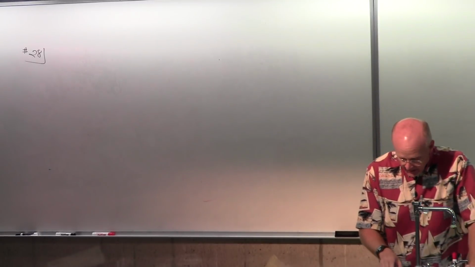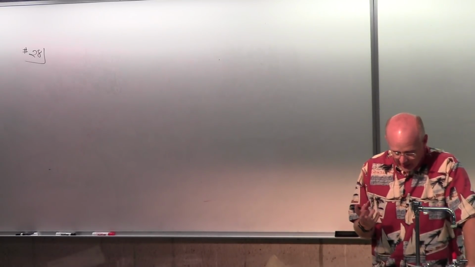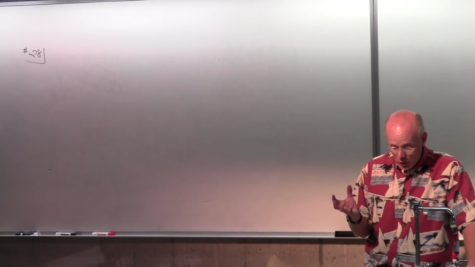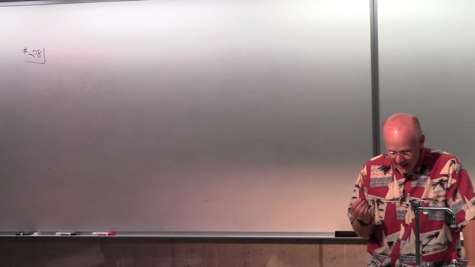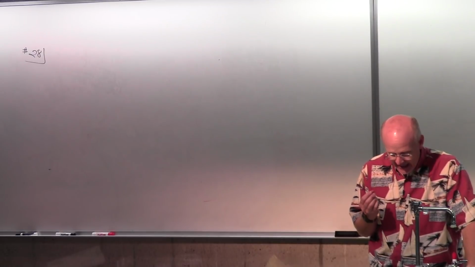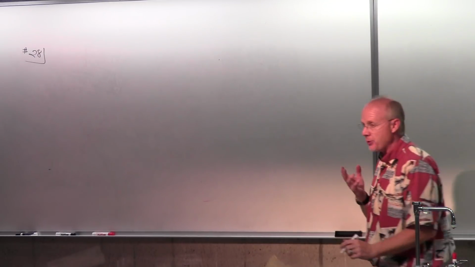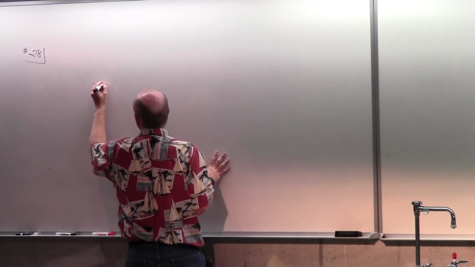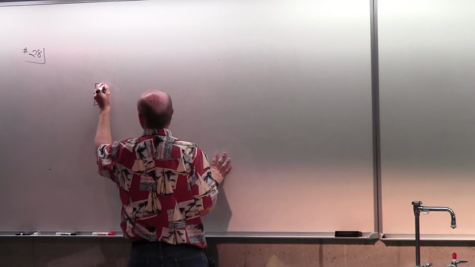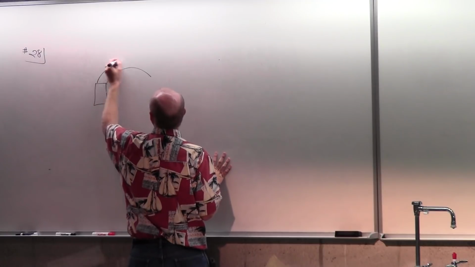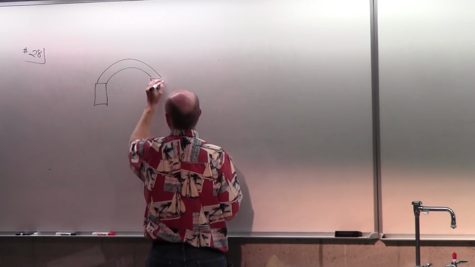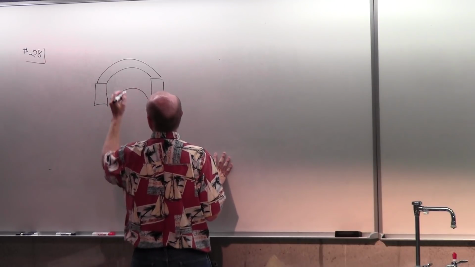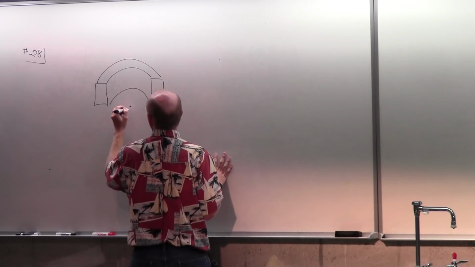It says here, the magnetic coils in a Tokamak fusion reactor are in the shape of a toroid, having an inner radius of 0.7 and an outer radius of 1.3. So this toroid, and I'm not sure what the cross section looks like on the toroid here. Maybe I'll do a rectangular cross section. And so here's my toroid.